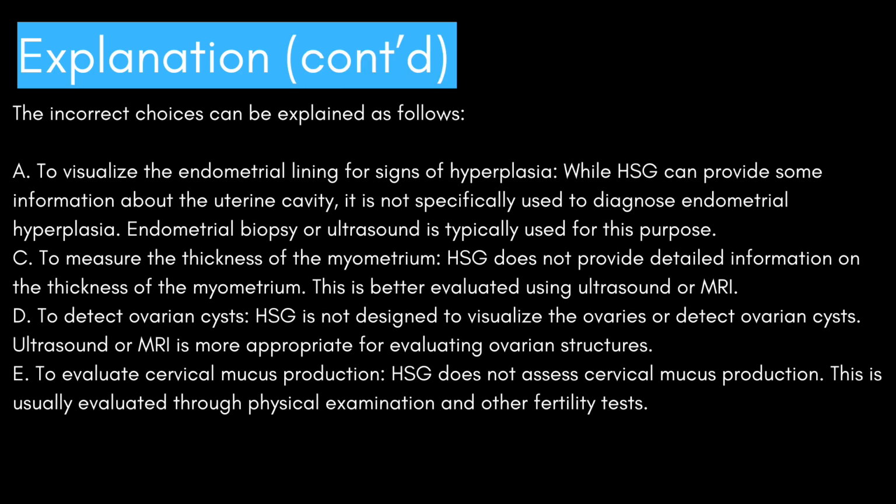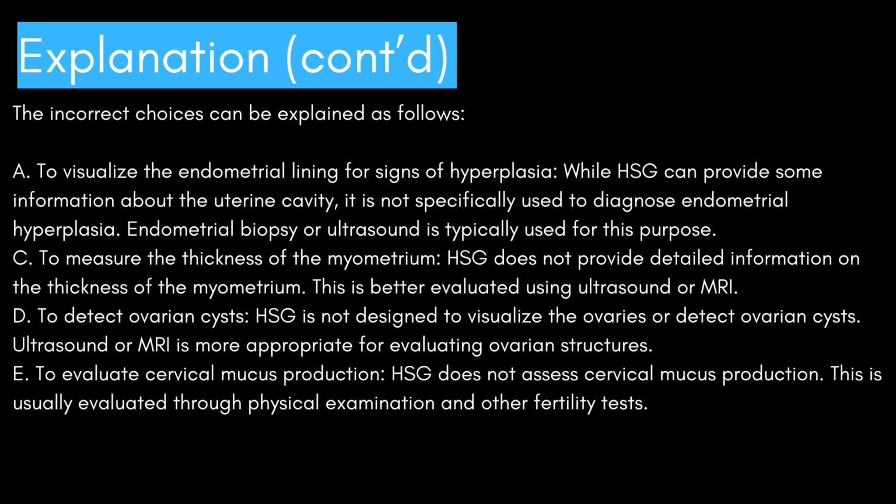A, to visualize the endometrial lining for signs of hyperplasia. While HSG can provide some information about the uterine cavity, it is not specifically used to diagnose endometrial hyperplasia. Endometrial biopsy or ultrasound is typically used for this purpose. C, to measure the thickness of the myometrium. HSG does not provide detailed information on the thickness of the myometrium. This is better evaluated using ultrasound or MRI.